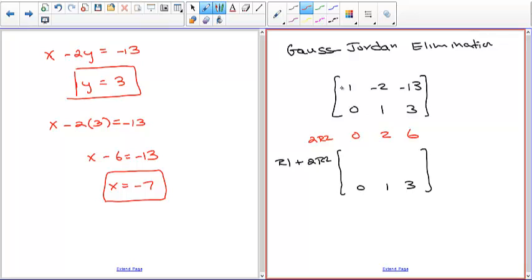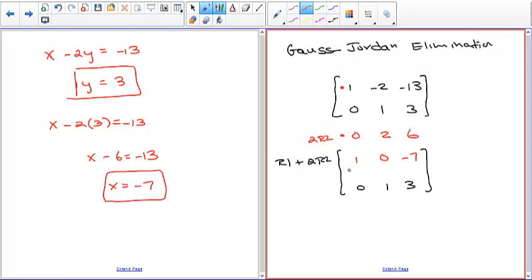And then I'm going to take row 1 and add row 2. So 1 plus 0 is 1. Negative 2 plus 2 is 0. Negative 13 plus 6 is negative 7. And that's it. That's all you have to do.